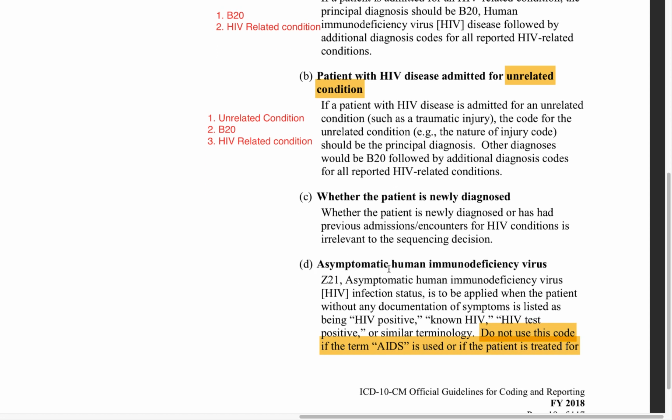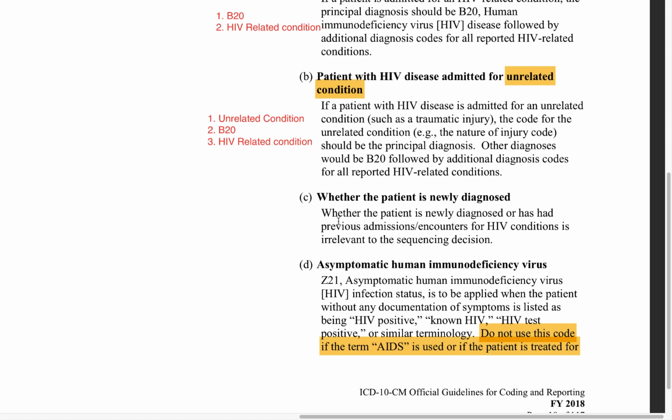Asymptomatic, meaning no symptoms of HIV, should be coded with Z21. Asymptomatic human immunodeficiency virus status is to be applied when the patient without any documentation of symptoms is listed as being HIV positive, or known HIV, or HIV test positive. Do not use this code if the term AIDS is used. That would mean the patient is not asymptomatic and B20 should be assigned.